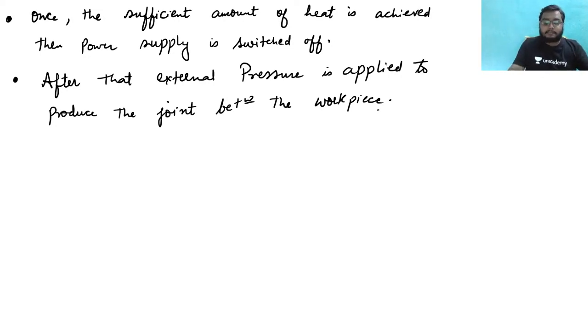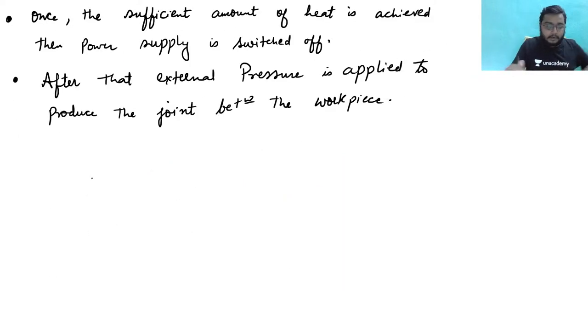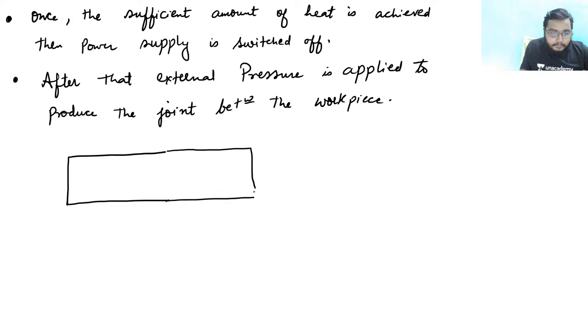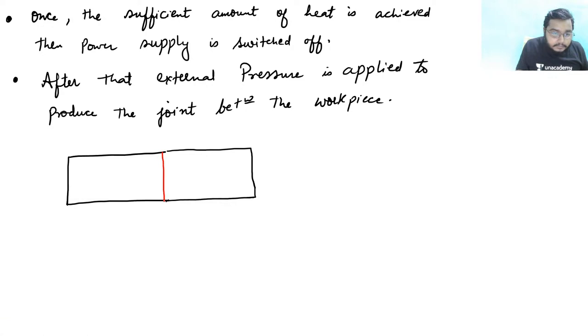So you got the idea of this flash butt welding. Clear. Now see here, we have achieved flash butt welding like this. So let me draw it like this. This is your flash butt welding. This is your first part, somewhat like that, and in between you are getting a weld like this. So this is your weld.